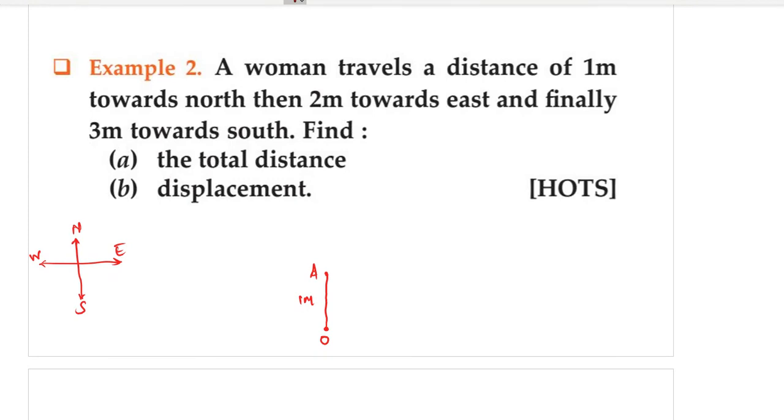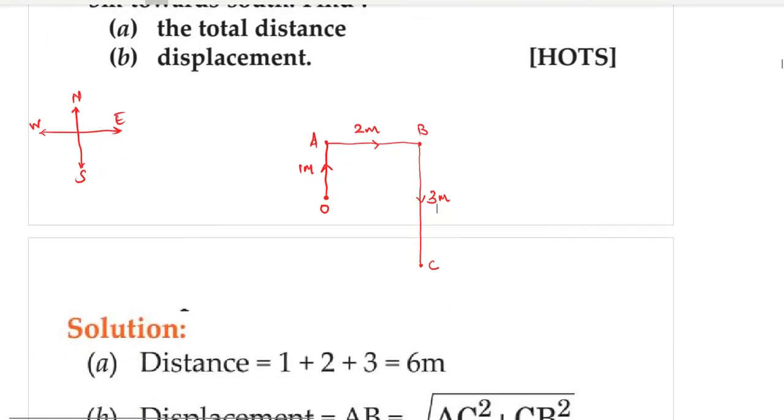Then 2 meter towards east, to point B, and finally 3 meter towards south. Maybe this is point C. So that is 3 meter towards south. Find the total distance and displacement. Now focus on this question, please.